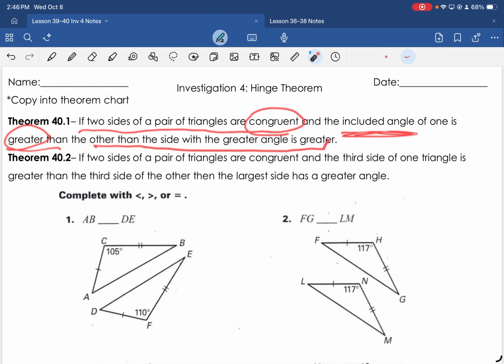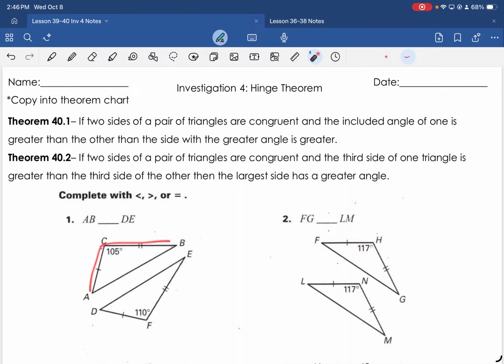So this is kind of another duh statement, meaning you see how we have two sides congruent to two sides? And you see how the included angle is greater than this one? That means that this is greater. So let me show you what I mean. I'll do highlighting. So AB is green. DE is blue. Do you see how DE has 110? Do you see how AB has 105?